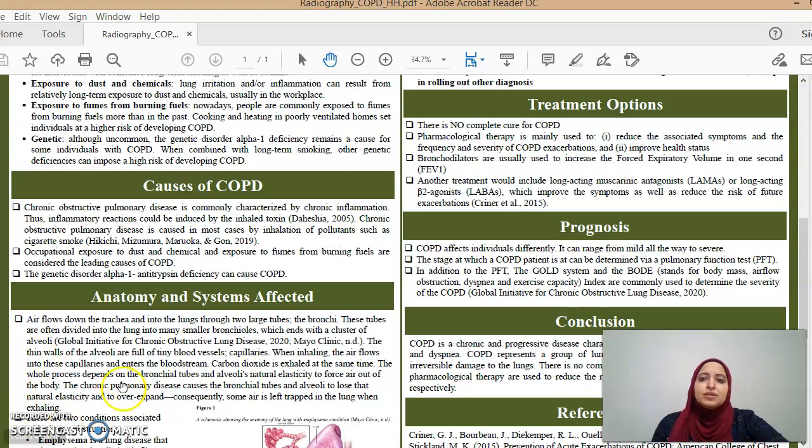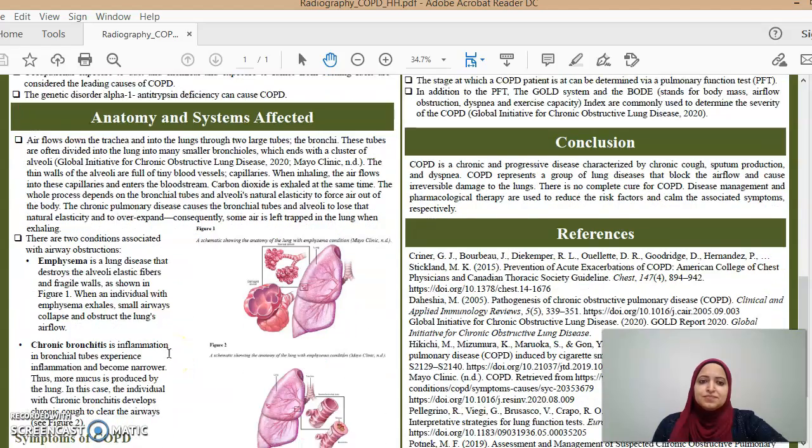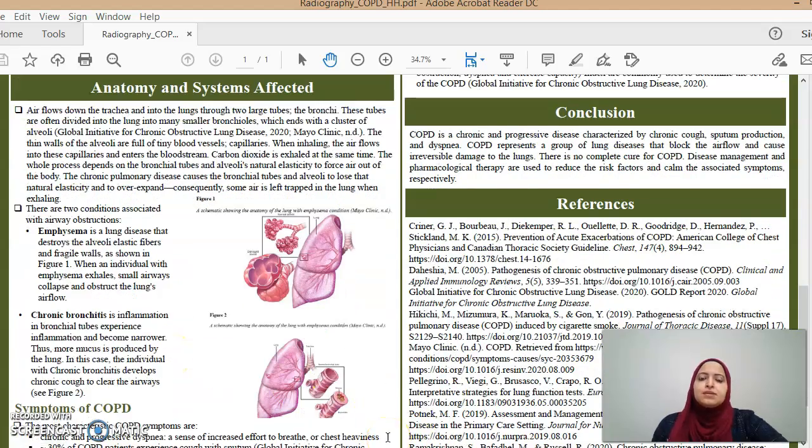Now let's consider anatomy and the system affected. COPD slowly damages the lung and affects how you breathe. Normally, air flows down the trachea and into the lungs through the bronchi, which divide into small bronchioles, which end with alveoli. They have thin walls, and at that point, when you exhale and inhale, the oxygen and carbon dioxide are exchanged. The whole process depends on the elasticity of the alveoli and the bronchioles.